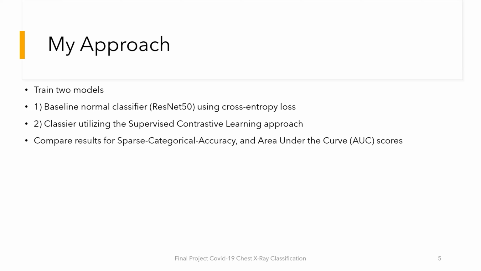And so I'm going to train both of these on the same dataset for the COVID-19. And then I'm going to compare their sparse categorical accuracies and their area under the curves to see if it is actually going to improve the performance. And if so, where is it getting a lot of them wrong or correct? And to analyze the differences between these 2 approaches.